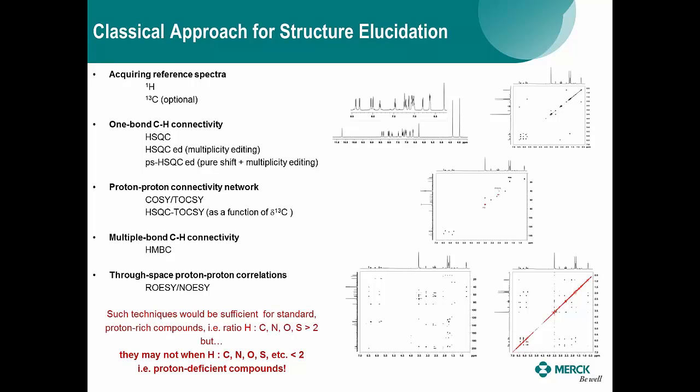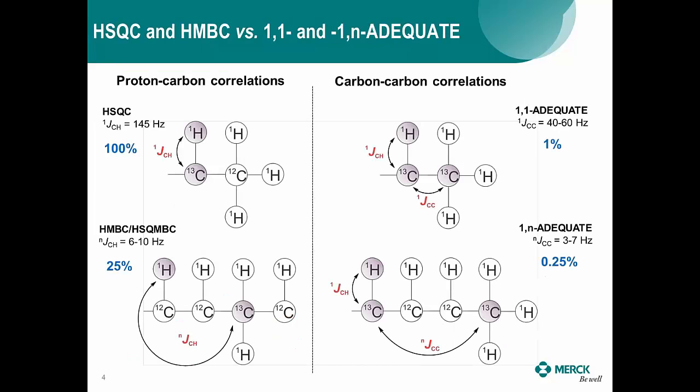But when we are facing a more complex, proton-deficient compound, where the number of protons in comparison with the number of carbon atoms or nitrogen atoms or oxygen atoms is lower than 2, these are known as proton-deficient compounds. And here, this set of classical experiments may not be enough to solve the structure. So we need to rely on other experiments, such as carbon-carbon connectivity experiments that I will talk about now. Basically, both provide information on carbon-carbon connectivities.